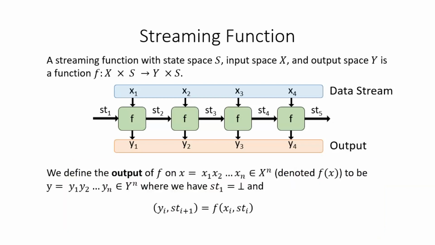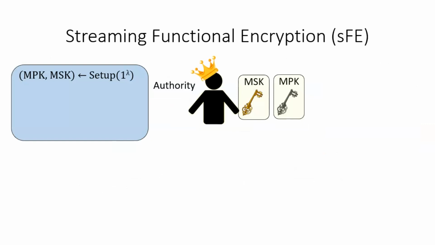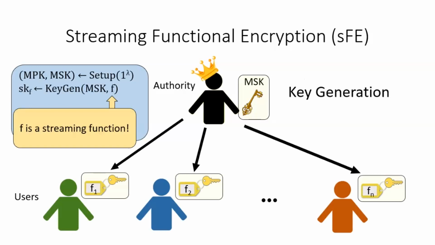So then the question is, what is streaming functional encryption? It's simply functional encryption for streaming functions. Let me define that a little more thoroughly. Again, we have our authority who can generate a master secret key and a master public key. Then using the master secret key, they can create function keys for functions of their choice, where now the functions are these streaming functions that I just defined.